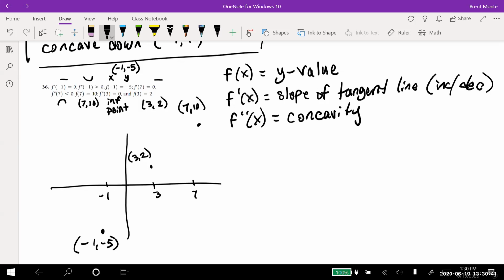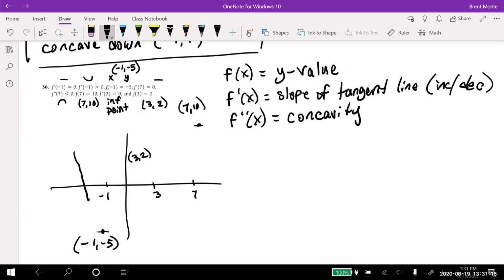Now go to the first derivative. At -1, we have a horizontal tangent line. At 7, we have a horizontal tangent line as well. Well, at 3, 2, that was an inflection point. So look, we know it's concave up at -1, so the graph has to be concave up. Am I going to get this to be concave up all the way until I get to 3? And then it changes to concave down.